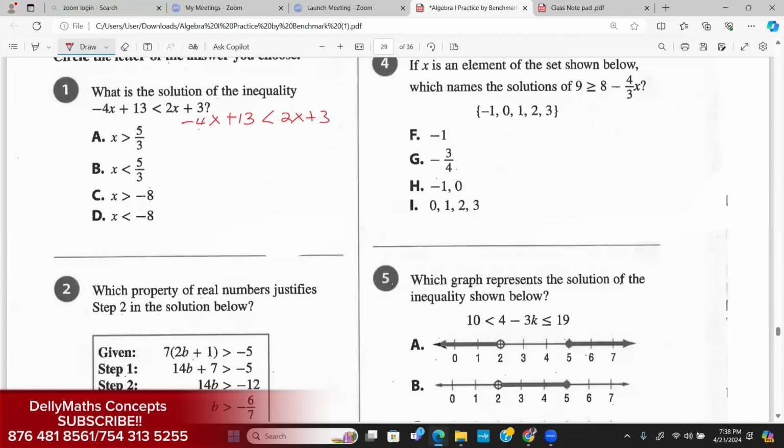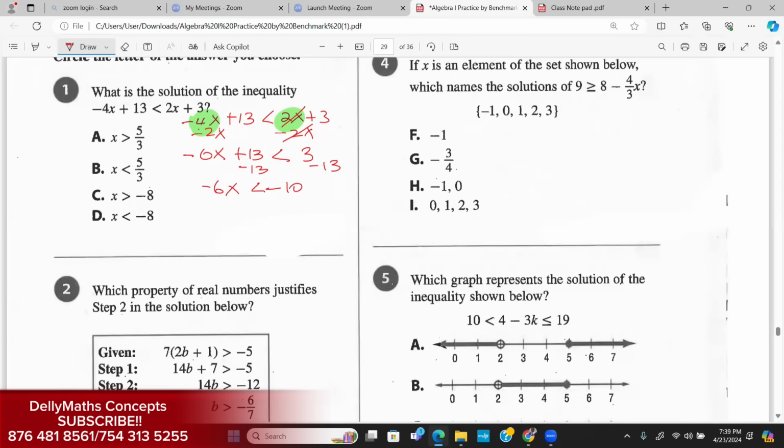So let us see. I'm going to gather all my x's on one side, so I'm going to take 2x from both sides. Then I rewrite what I have: negative 6x plus 13 is less than 3. Remember, this cancels, that's 0, that's gone. My next move is to get the 13 on the other side, so I subtract 13 from both sides of the inequality. I have negative 6x is less than negative 10, because positive 3 minus 13 is minus 10.